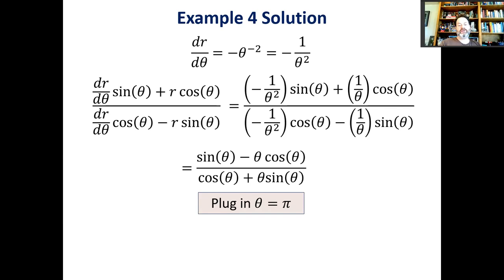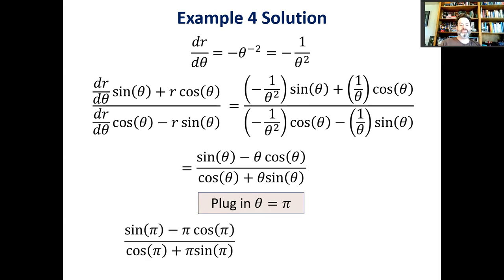Now we just plug in θ equals π. Oops. And we get a bunch of π's. It simplifies to this. Right, sine of π is 0. Cosine of π is negative 1. And you get negative π. And you're done. So this one works out really nice. So don't be scared by the formulas. Just learn them. And then you'll be good to go for the section.